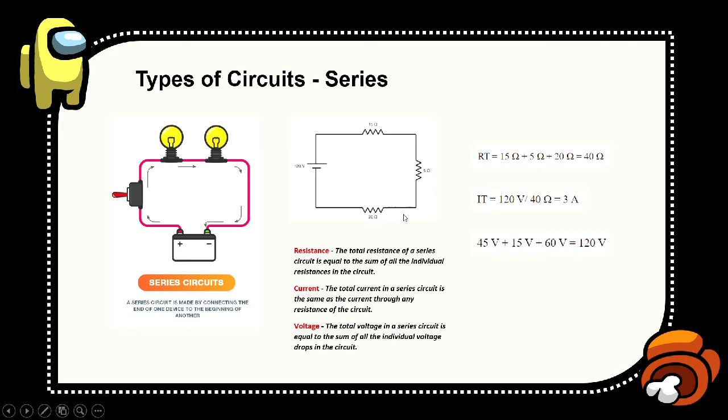Then the sum of all individual voltage drops, 45 volts plus 15 volts plus 60 volts, is equal to 120 volts. So if you add them up, you get 120 volts again.